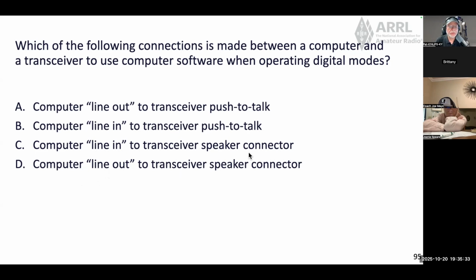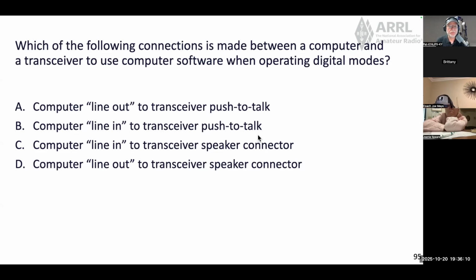Your transceiver's got the speaker, it's going to be emitting the sound. In order for the computer to hear it, it's got to come in the line in. So if you have the speaker connector going to the line out, you're sending a signal out from the computer and you're sending a signal out from the radio. It's not going to make any sense. You've got it hooked up backwards, so the answer is not D. If the speaker on your radio is emitting a sound, the computer has to hear it. It has to be on the line in.